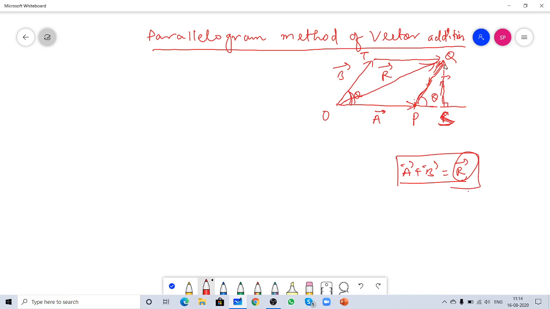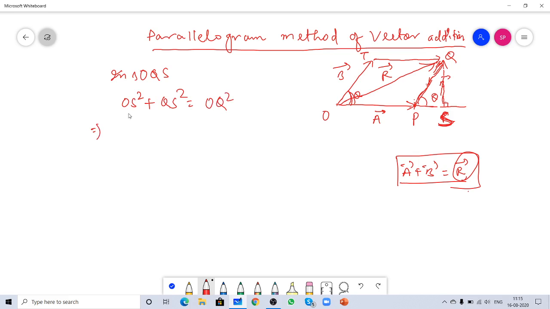So in this diagram you can see we have drawn an external perpendicular from Q to S. We have drawn one perpendicular, this is 90 degree. Now OQS is a right angle triangle. So in the triangle OQS, it's a right angle triangle. So in this right angle triangle I can write using Pythagoras theorem that OS square plus QS square is equal to OQ square.